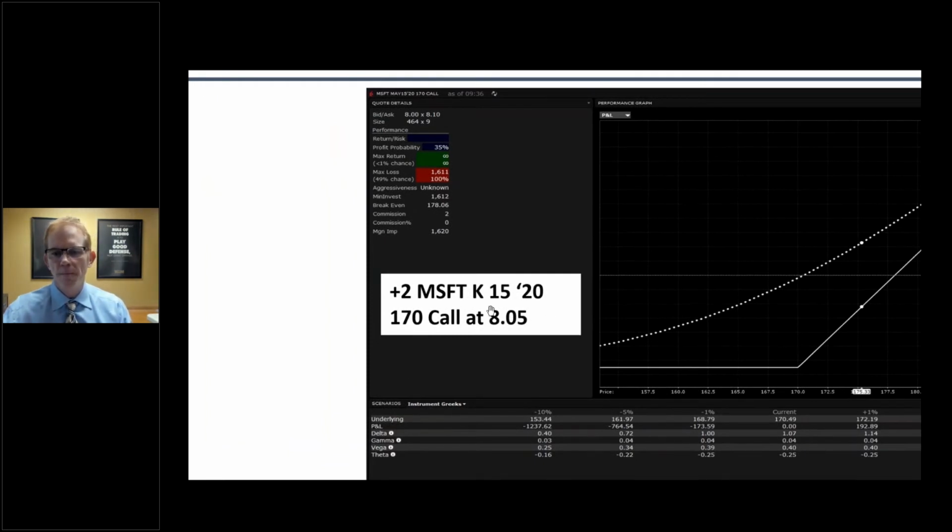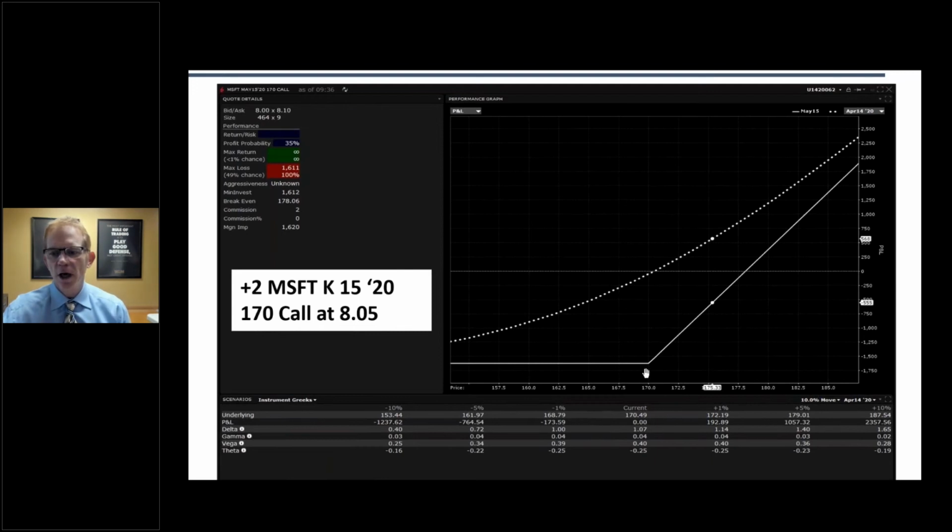So here's our P&L graph. Our strike price is 170, and basically $8.05 is $805 a contract, times 2 is $1,610. So it cost us $1,610. You can see here, this is an option screen from Interactive Brokers, which we'll talk about on Monday. But basically, we can see the performance of our call via this graph. You can see our max loss is $1,611, basically $1,610.